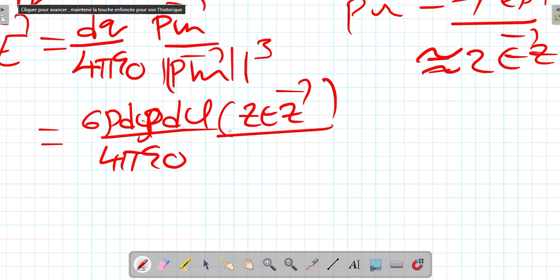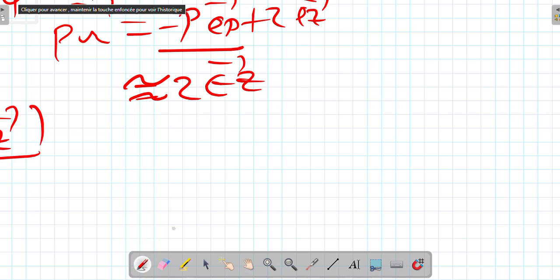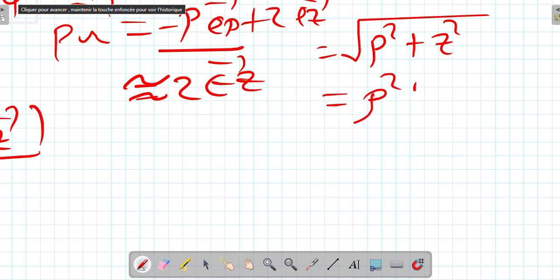Now, where there's PM, you find the magnitude of PM to the power 3. How do you find the magnitude of PM? It's going to be the root of rho squared plus z squared. Then to the power 3 it is going to be rho squared plus z squared, to the power 3 over 2.